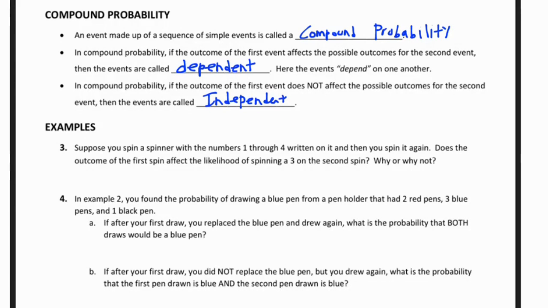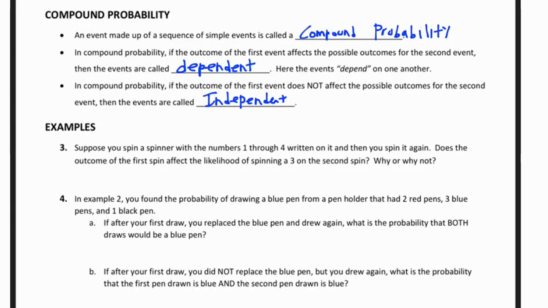So in compound probability, if the outcome of one event affects the possible outcomes for another event, then the events are called dependent. So here the events depend on one another. So for instance, if you reached in and grabbed a red pen out of a bag, but you never replaced it, taking that 1 pen out on the first try is going to affect the second one. So that second one is dependent on the first one.